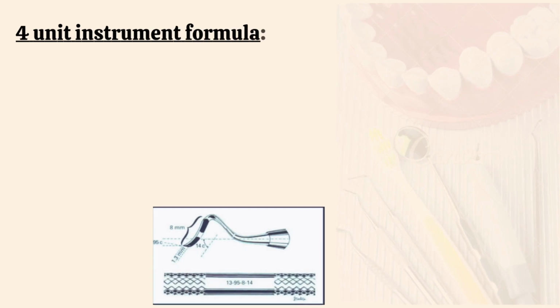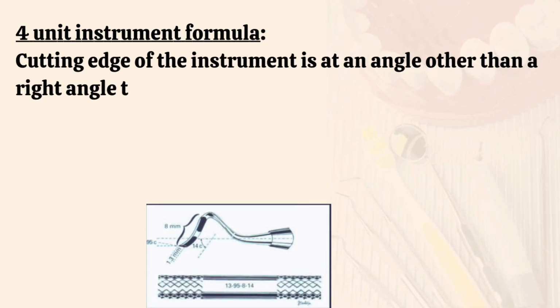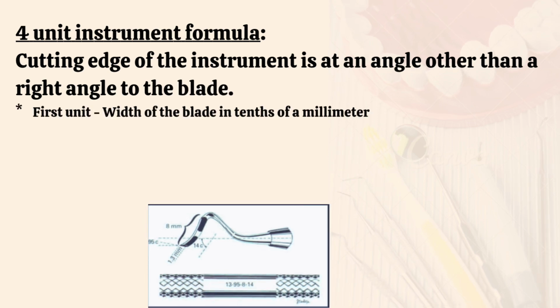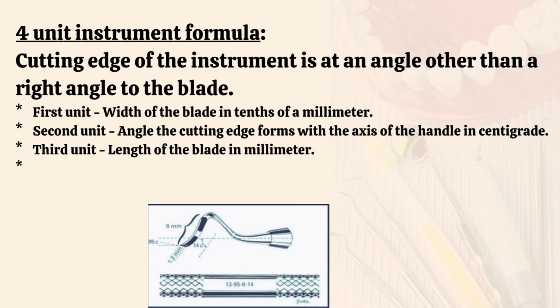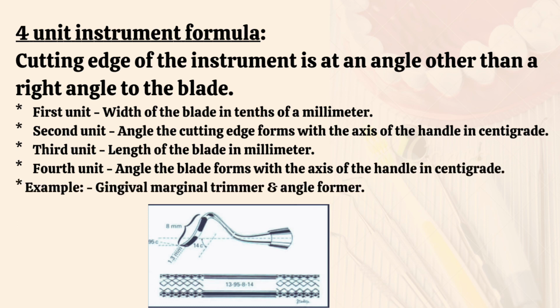4-unit instrument formula: the cutting edge of the instrument is at an angle other than a right angle to the blade. First unit, width of the blade in tenths of a millimeter. Second unit, angle the cutting edge forms with the axis of the handle in centigrade. Third unit, length of the blade in millimeters. Fourth unit, angle the blade forms with the axis of the handle in centigrade. Example: gingival marginal trimmer and angle former.